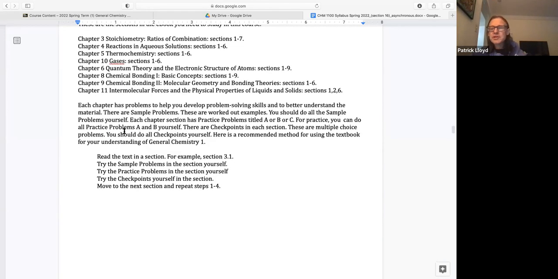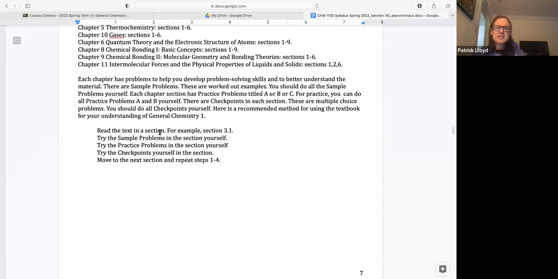Each chapter, you can read the chapter, right? Read a textbook. There are going to be problems inside, which are called sample problems. So you do the sample problems, and then it'll get you kind of ready for the ALEX. So the advice would be you read the text in a section. For example, if you read section 3.1, it might be 3 or 4 pages. You do the sample problems in that on your own. Then you try the practice problems that come right after it. And then at the end of the section, there are some multiple choice questions, which are called checkpoints. You can do those, and then you move on to the next section.